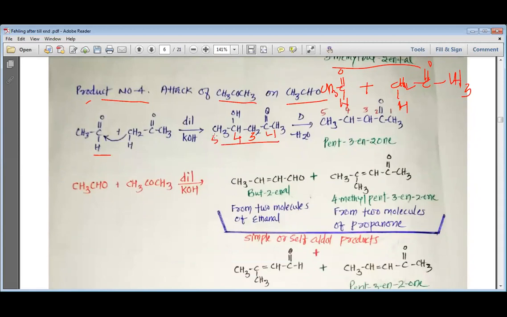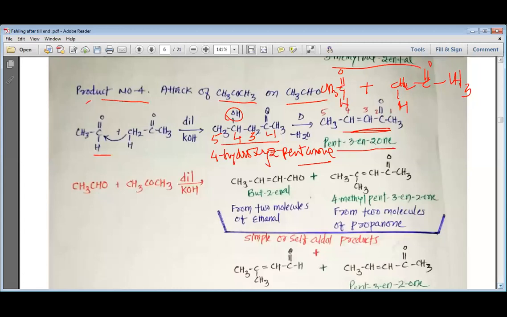So here we have the hydroxyl group on the fourth carbon. So we should write 4-hydroxy. In total we have 5 carbons, and there is a carbonyl group on the second carbon. So it is 2-pentanone, we can write 4-hydroxy 2-pentanone. And then by heating, the hydroxyl group from the fourth carbon and hydrogen from the third carbon are removed, and there will be a double bond between the third and fourth carbon. So we get pent-3-en-2-one, my dear students, as a final product.